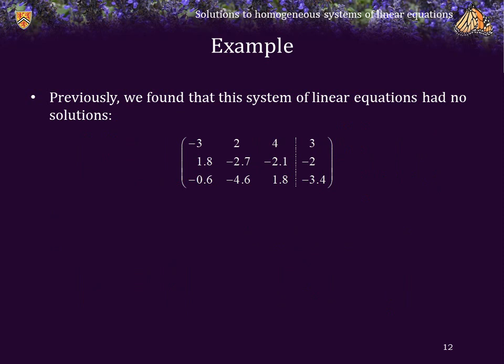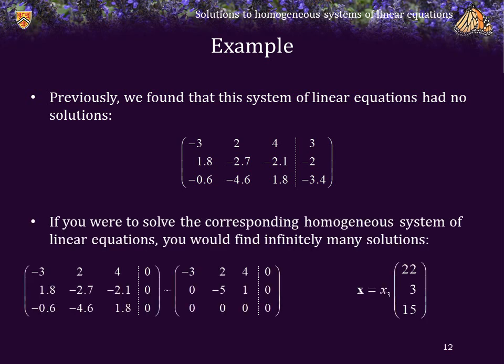Now, previously we found that this system of linear equations had no solutions. If you were to solve the corresponding homogeneous system of linear equations, however, you would find that there are infinitely many solutions, specifically all scalar multiples of the vector 22, 3, 15.